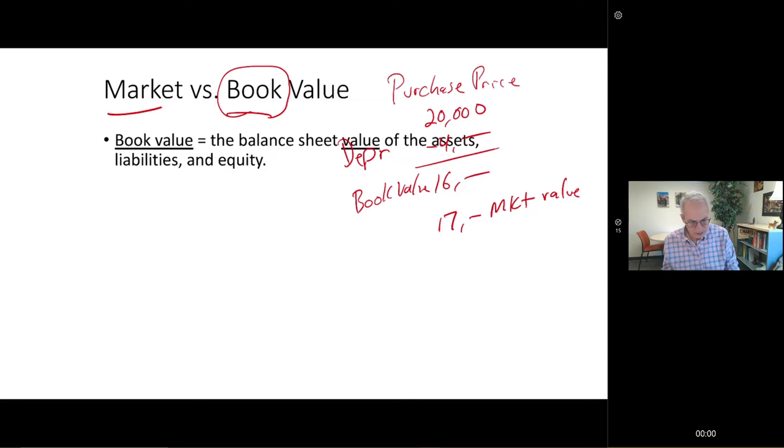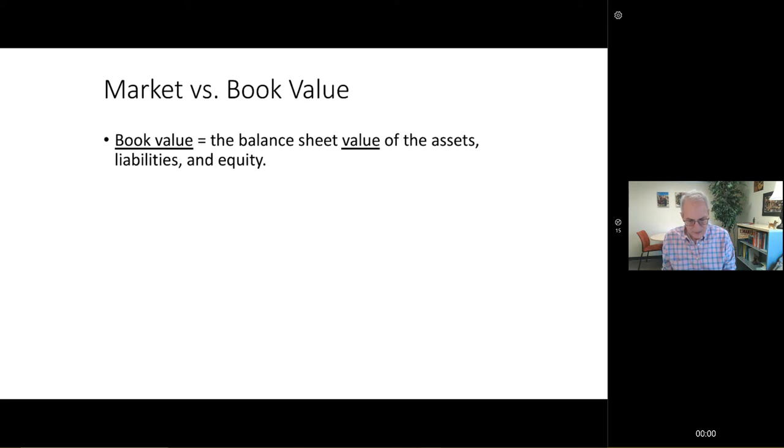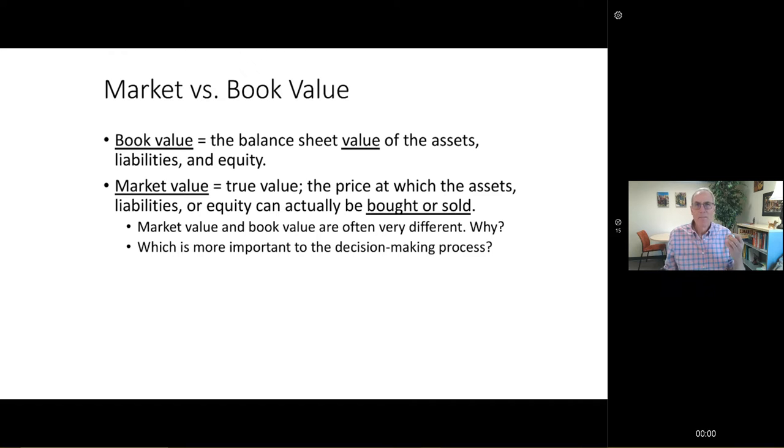So we can do the same when we look at a balance sheet as a whole. So book value, and this isn't the best explanation, is the balance sheet value of the assets, liabilities, and equity. That's the definition I just talked about, purchase price minus depreciation. Think about market value as if you were to go to the market. If we look at the stock market, the prices of the stock shares are always changing based on market conditions, okay? So this is the price that things can actually be bought or sold.